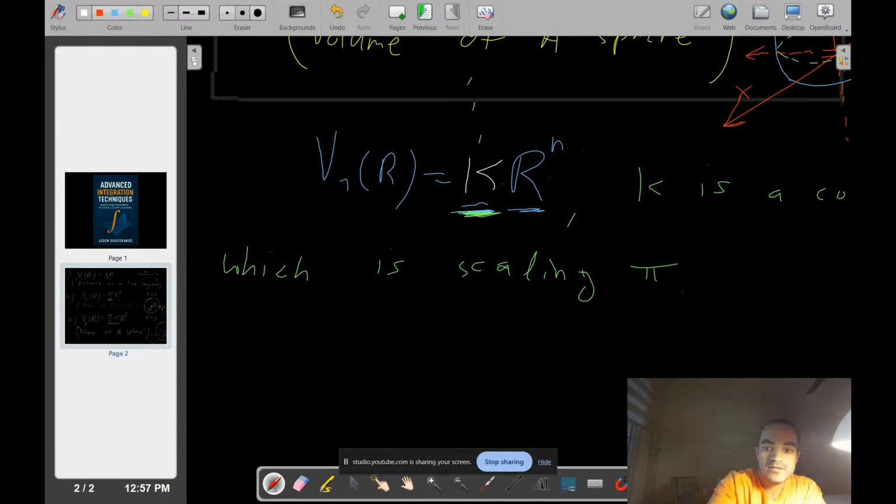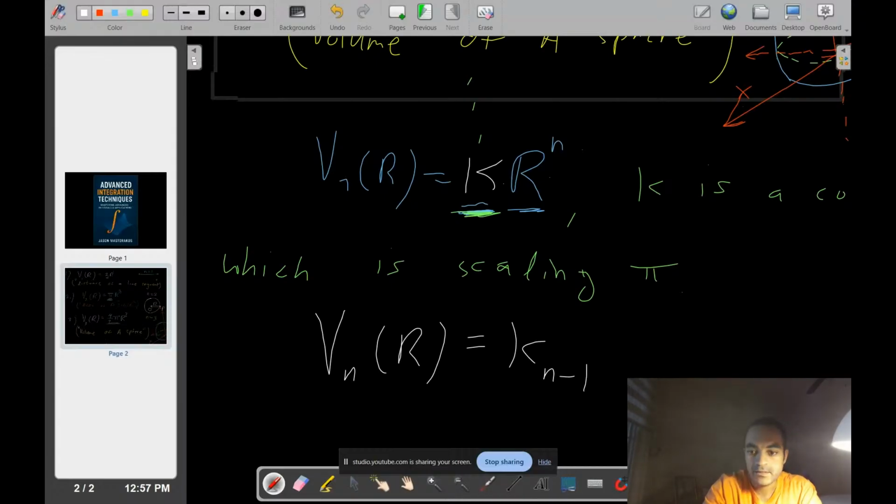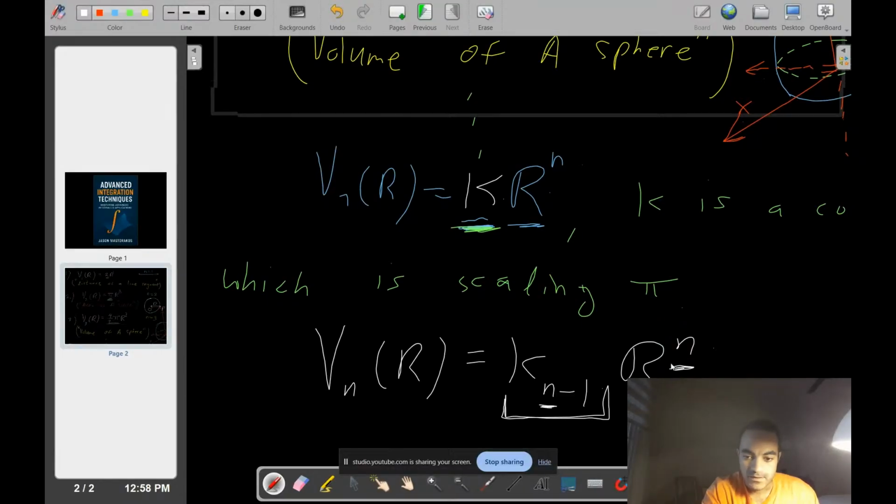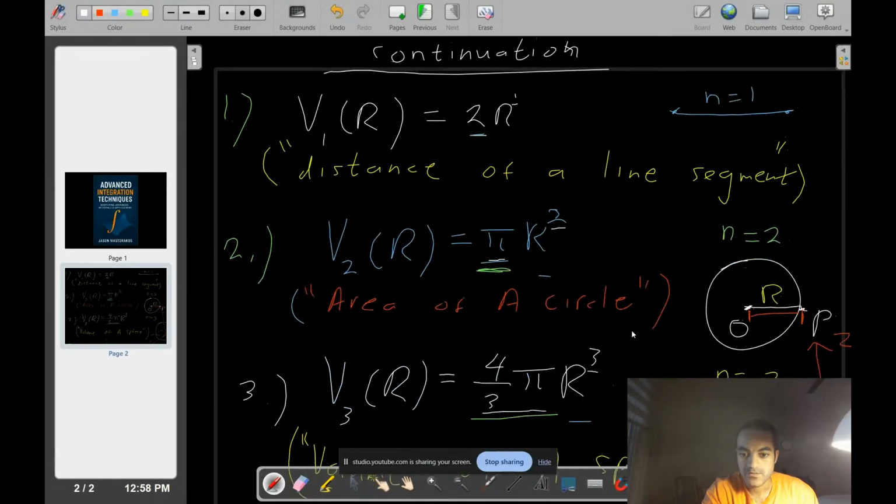Let me just write it out here. We should get v sub n of r is equal to k sub n minus 1 times r to the n, where k sub n minus 1 is wherever your dimension is. Let's say if n is 2 here, 2 minus 1 would be k sub 1, and this would be r squared, right? So you're going to be decreasing this scalar constant pretty much.